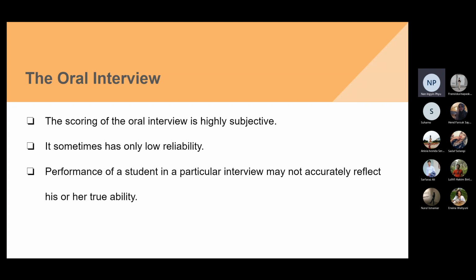And also, sometimes they put them in a boundary, for example, let's talk about the hometown, then everything is only about the hometown, so their vocabulary checking won't be that accurate. And their true ability also won't be reflected. That is the weak point of the oral interview.